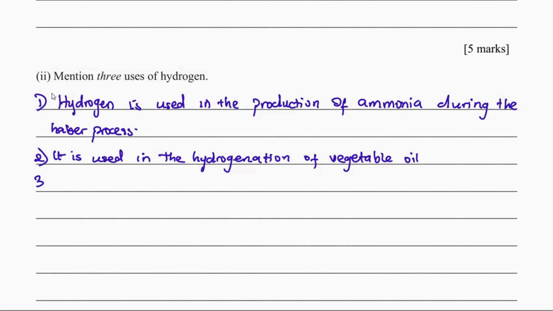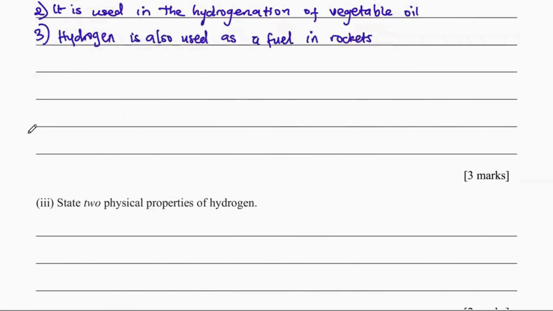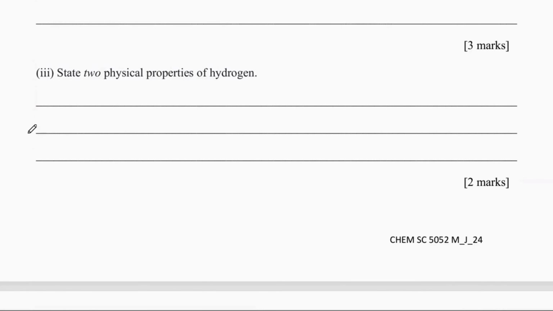Now, the third use, okay, hydrogen is also used as a fuel in rockets and fuel cells. Okay. Now the next question says, state 2 physical properties of hydrogen. Hydrogen is colorless and hydrogen is odorless.